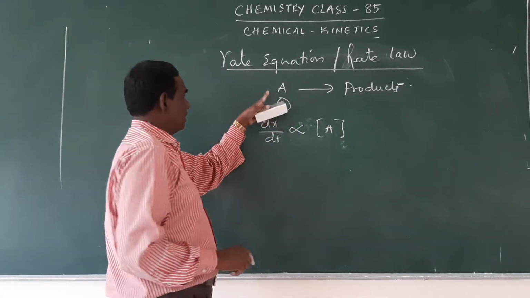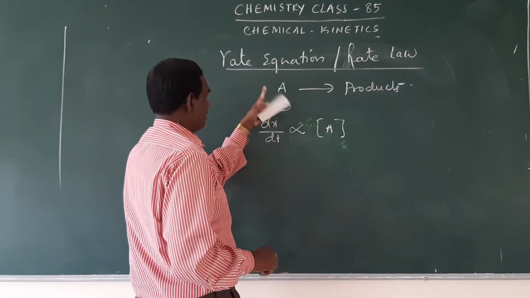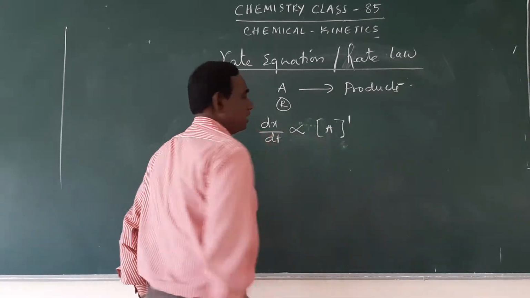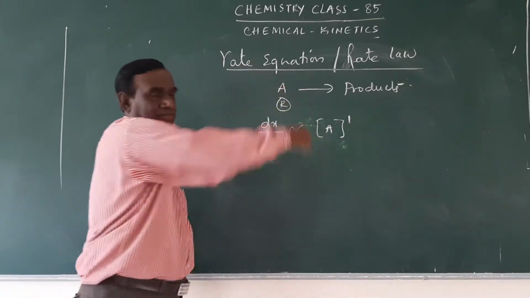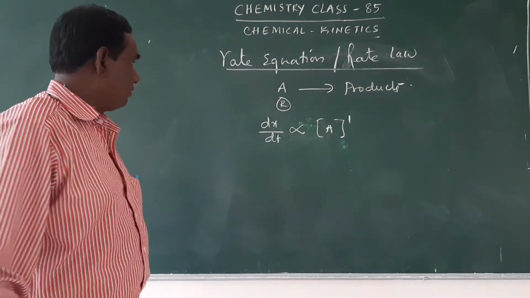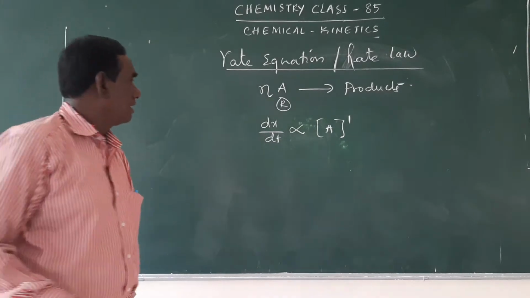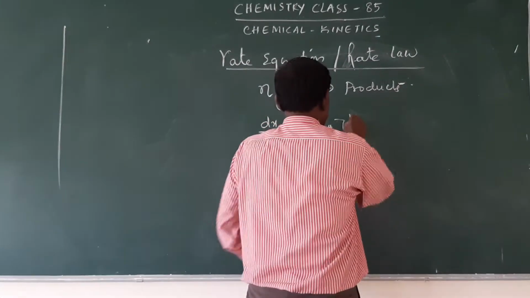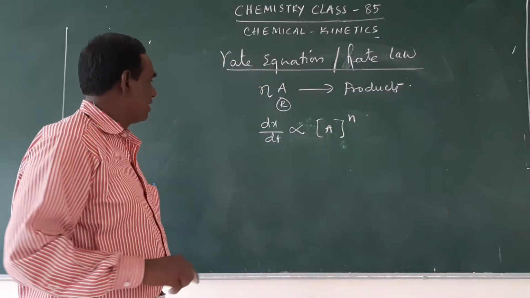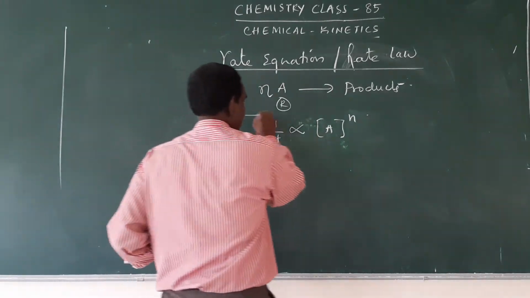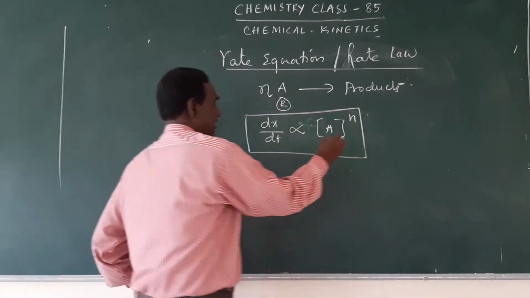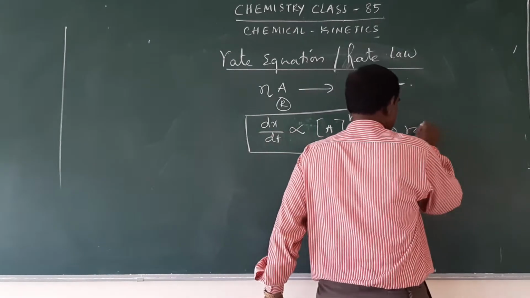Here, what is the coefficient? It does not have any coefficient, therefore I am going to write 1, that is 1A. So if it has n molecules of A, that is A to the power of n. This equation is called the rate equation, rate law or rate equation.